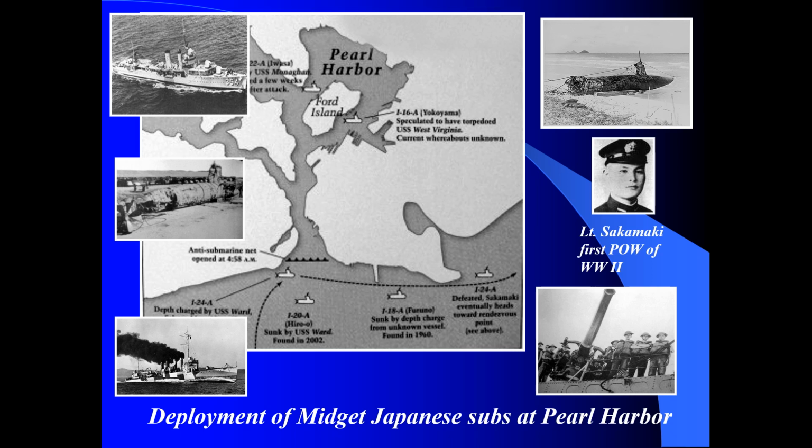Ensign Sakamaki came ashore and became the first Japanese POW. A fourth sub was damaged by depth charges and abandoned by its crew before it could fire its torpedoes and enter the harbor. It is believed that the fifth sub was successful in torpedoing the USS West Virginia. The final disposition of the sub is unknown.